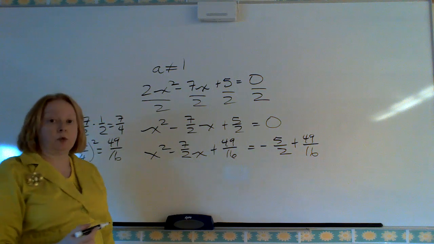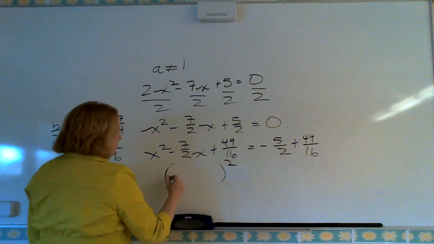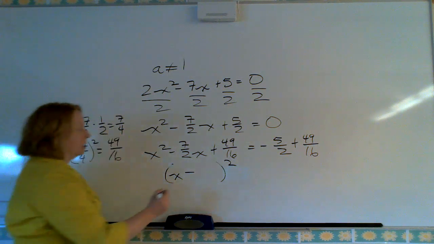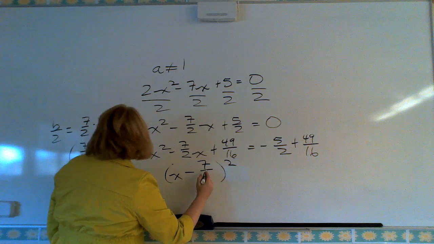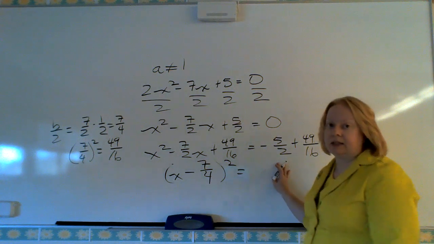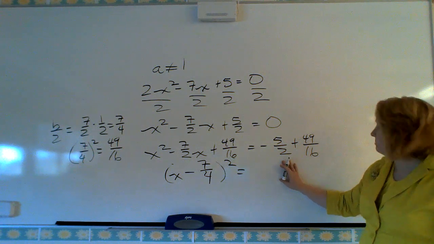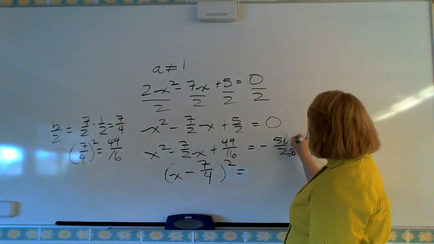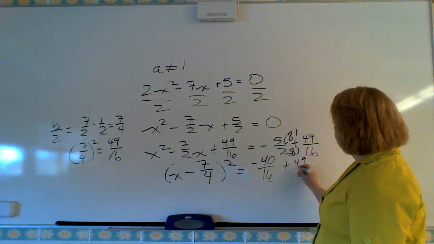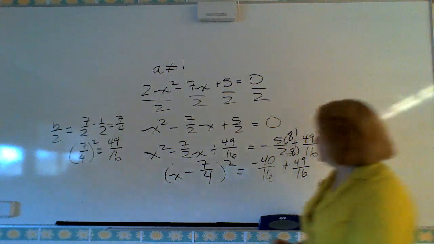Okay, and then we're going to factor it down into the binomial squared. So this will be x minus 7/4 here, which we want, which is half of our linear term. Over here, I need to get a common denominator. So the common denominator is 16. So I'm going to multiply by 8 here. So we get a negative 40 over 16 plus 49 over 16. So that's going to be a negative 9 over 16.